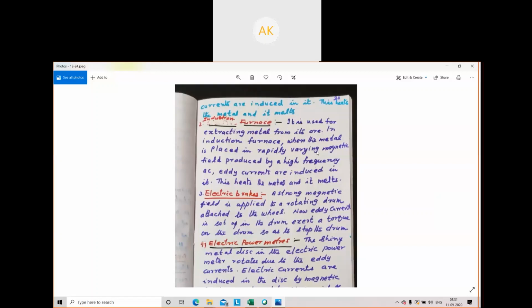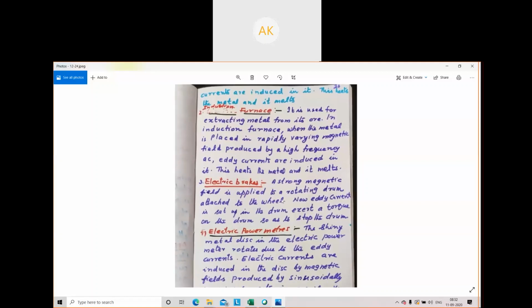So when a metal piece is kept in a varying magnetic field, eddy current will be produced, and that will heat up the metal and it will melt. It can be used for different purposes. So that is the induction furnace. And in our home, the induction stove is there, no? That is also an application of that. Then electric brakes are there.